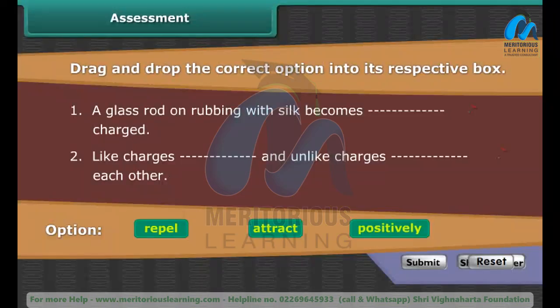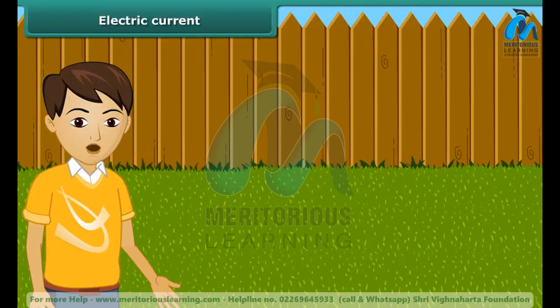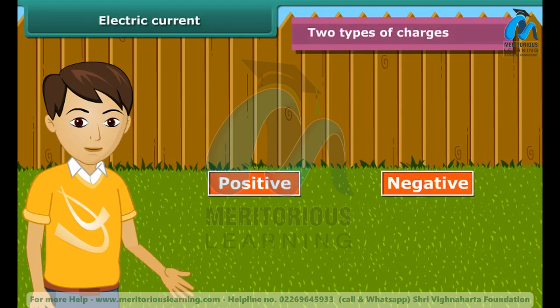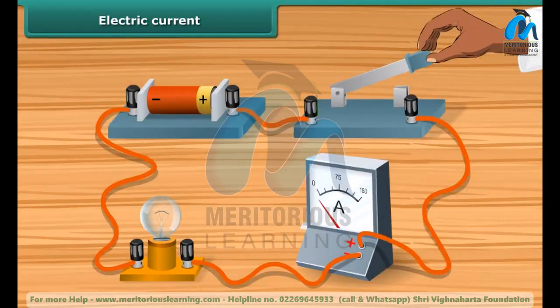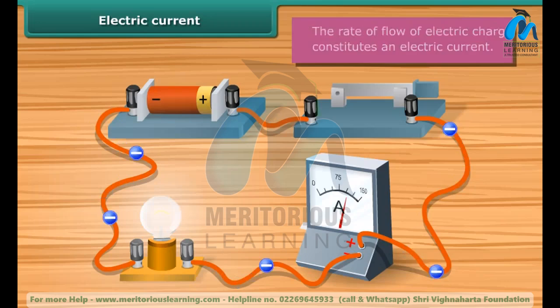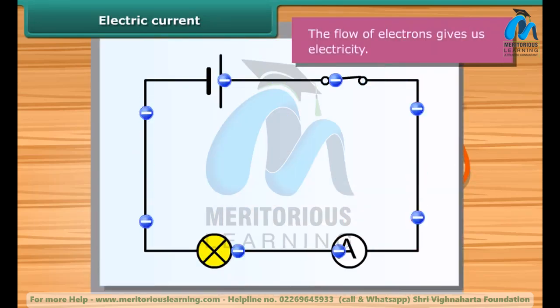Fill in the blanks. We have just studied electric charges and the forces they exert on one another. We have learnt there are two types of charges, positive and negative. When charges transfer from one body to the other, the bodies are said to be charged. The moving or flowing charges produce an electric current. An electric current consists of a movement of negative charges, that is, electrons. The flow of electrons gives us electricity.